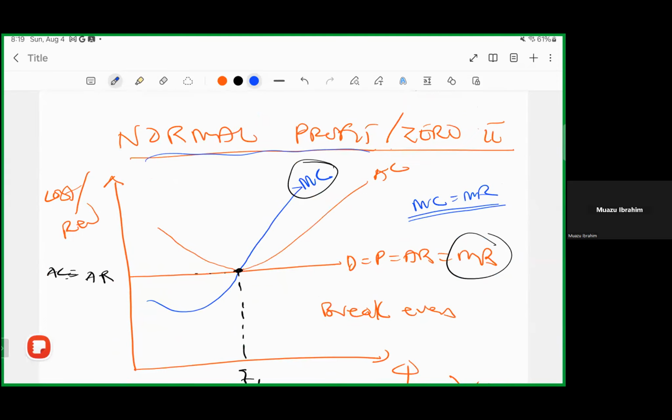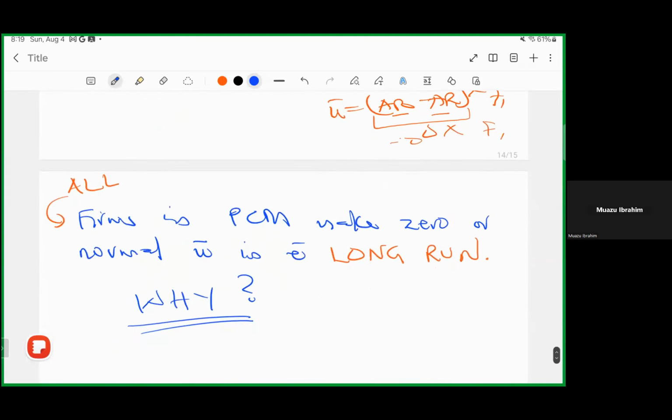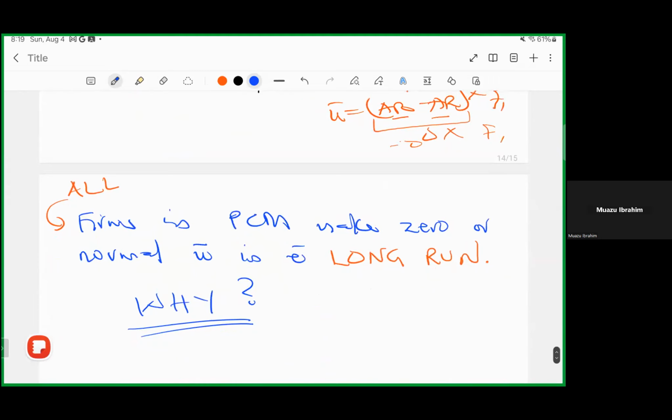So if I ask you to tell me the reason why, which I will ask you, why firms in a perfect competitive market make, and please note, I'm saying they make zero or normal profit in the long run. So I can ask you, why do firms in a perfect competitive market make the kind of profit that they make in the long run? So you should know the kind of profit they make in the long run. What kind of profit do they make in the long run? They make zero or normal profit.